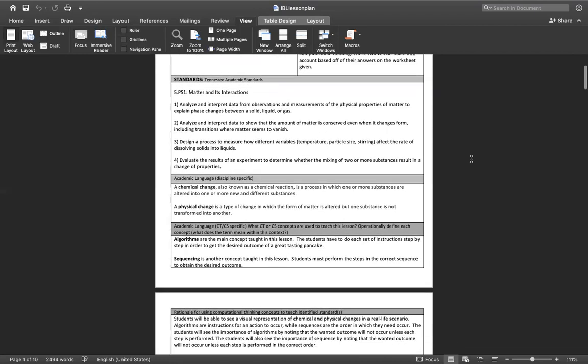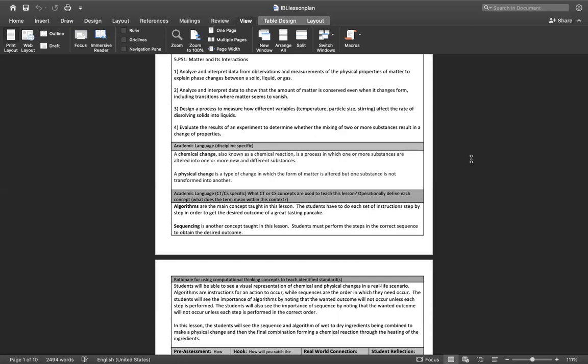The standards are 5-PS1, matter and its interactions. The first is to analyze and interpret data from observations and measurements of physical properties of matter to explain phase changes between a solid, liquid, or gas. The second one is to analyze and interpret data to show that the amount of matter is conserved even when it changes form, including transitions where matter seems to vanish. Design a process to measure how different variables affect the rate of dissolving solids into liquids, and evaluate the results of an experiment to determine whether the mixing of two or more substances results in a change of properties.